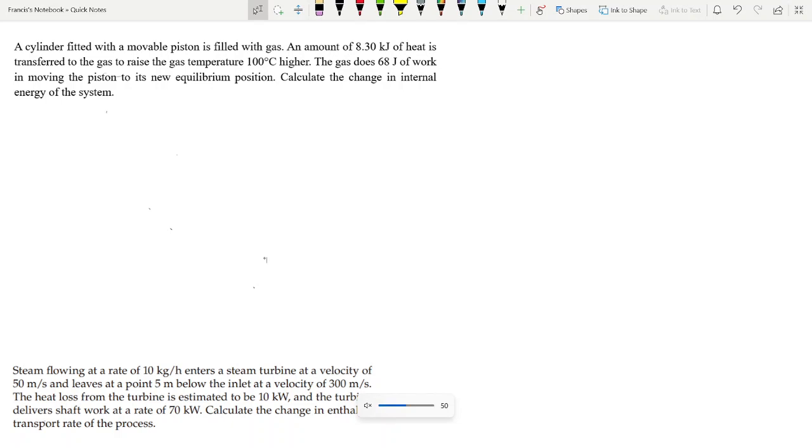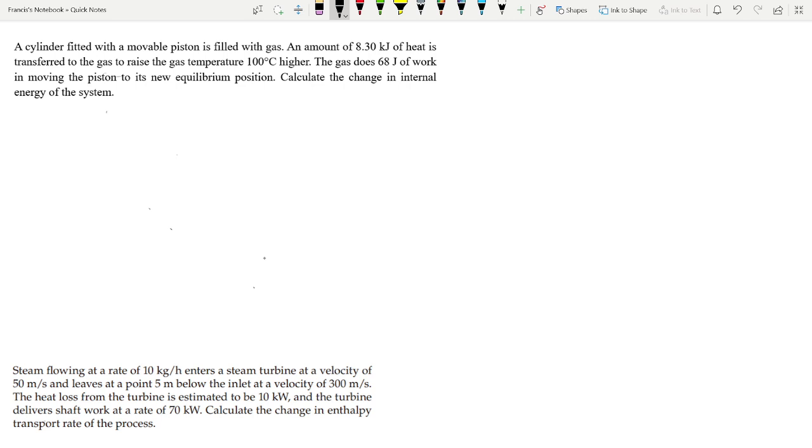In this video, we'll be looking at solving questions. So, chemical process calculations, just solving questions. Our first question is a cylinder fitted with a movable piston. From our previous video, we looked at closed systems and then open systems. Now in this video, we'll be solving questions on both open systems and closed systems.